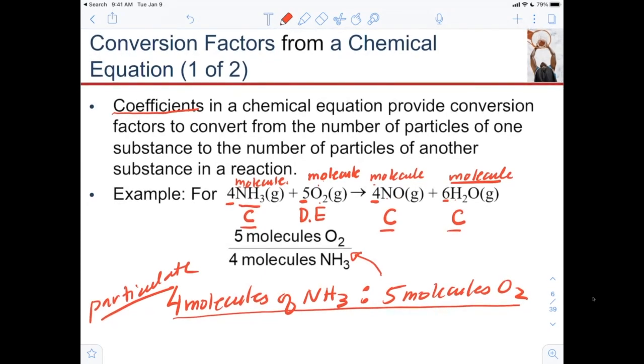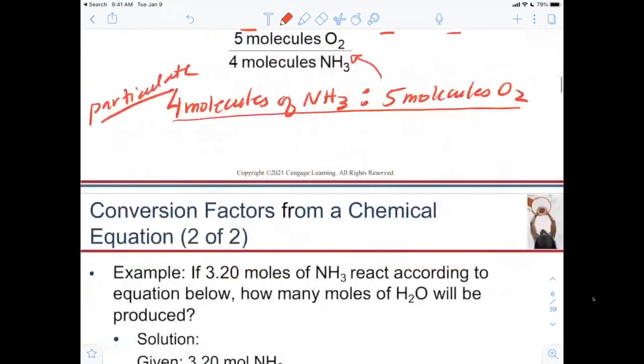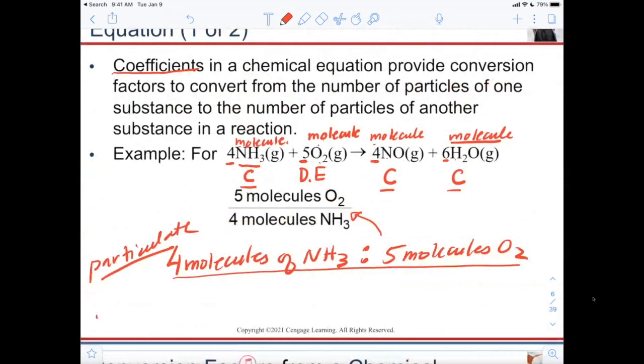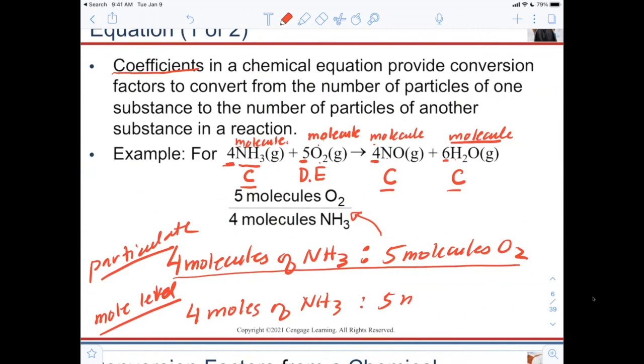You can also use the mole level. With the mole level, you will use the same number, but in the place of the word molecule, you will use mole. Now, disclaimer, mole is not the short form of molecule. They're completely different terms describing different things, okay? So 4 moles of NH3 and then 5 moles of O2.